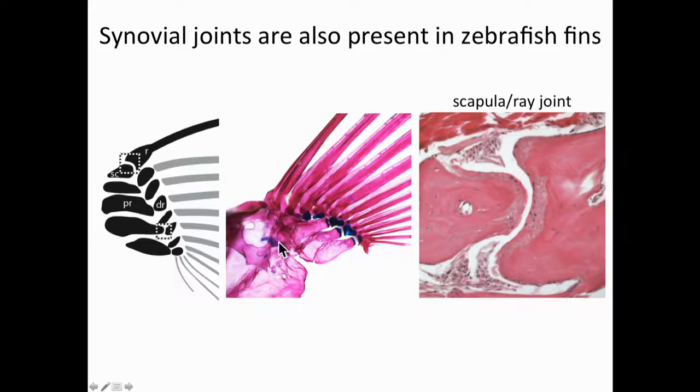So here is an alizarin red, alcian blue stained pectoral fin. You can see these nice cartilage caps between the different bony elements. And when we perform histology and H&E staining, you can see nice articular cartilage on either side of an open cavity that's enclosed on either side.